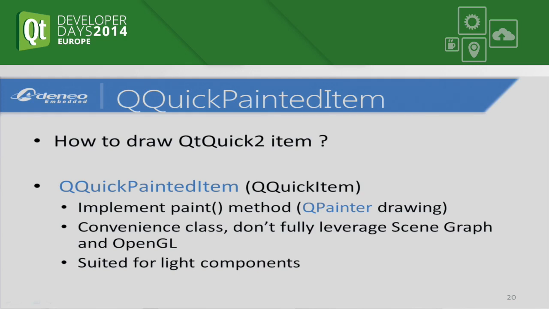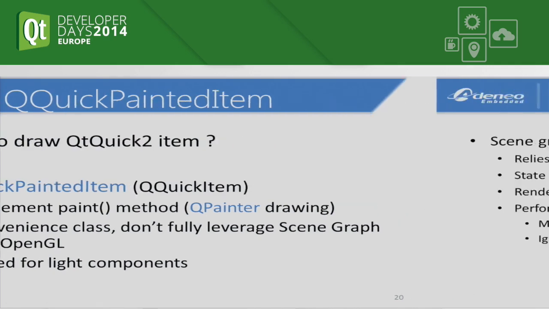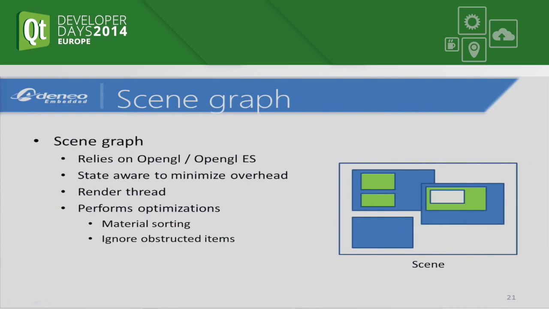It's perfectly suited when you have something light to draw, but for example, if you want to draw curves accelerated graphically, and you want to update these curves really often, in that case, probably that will not be enough if you have limited performance, limited CPU power on your platform. Okay, so the scene graph is this, with the render thread and so on.